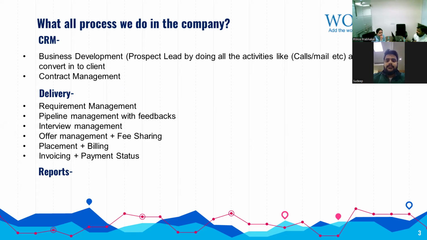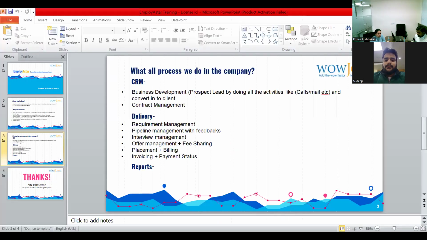Then once we sign the contract, we have contract management also. You can attach the contract and all. The second module is the delivery part. Once we acquire the customer and sign the contract, we get the requirement from the client, and then we start the sourcing, pipeline and all. So in the first module, I will cover CRM, and in the second module, I will cover delivery, right? So let's go practically. I'll cover CRM first. Now I'm going to share my screen.